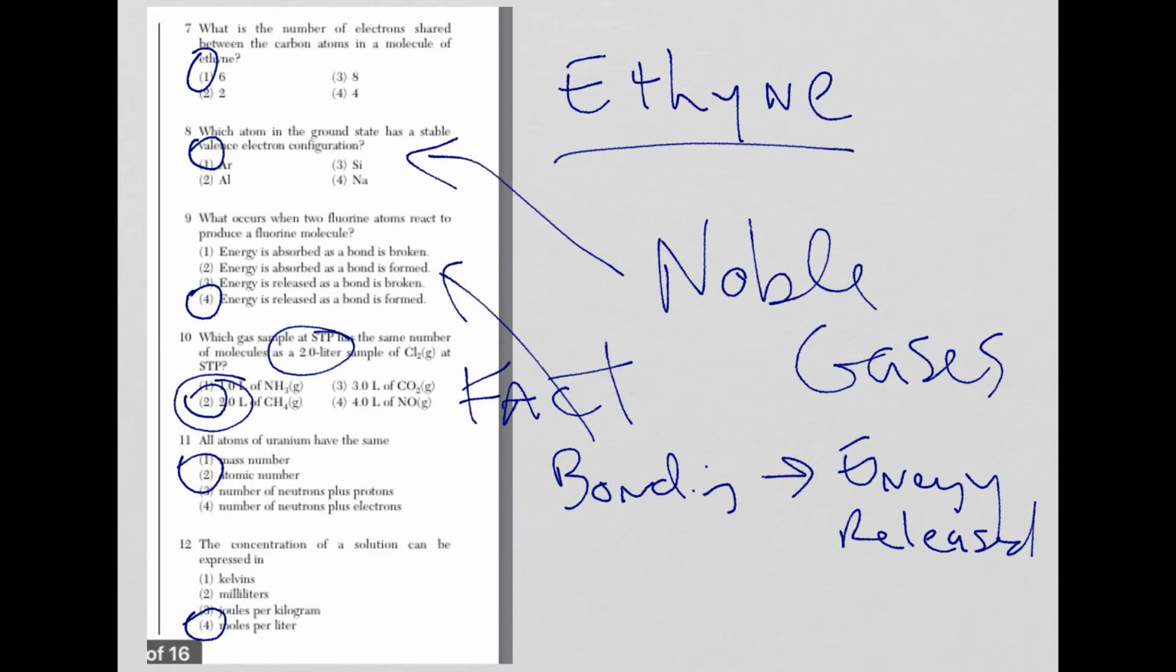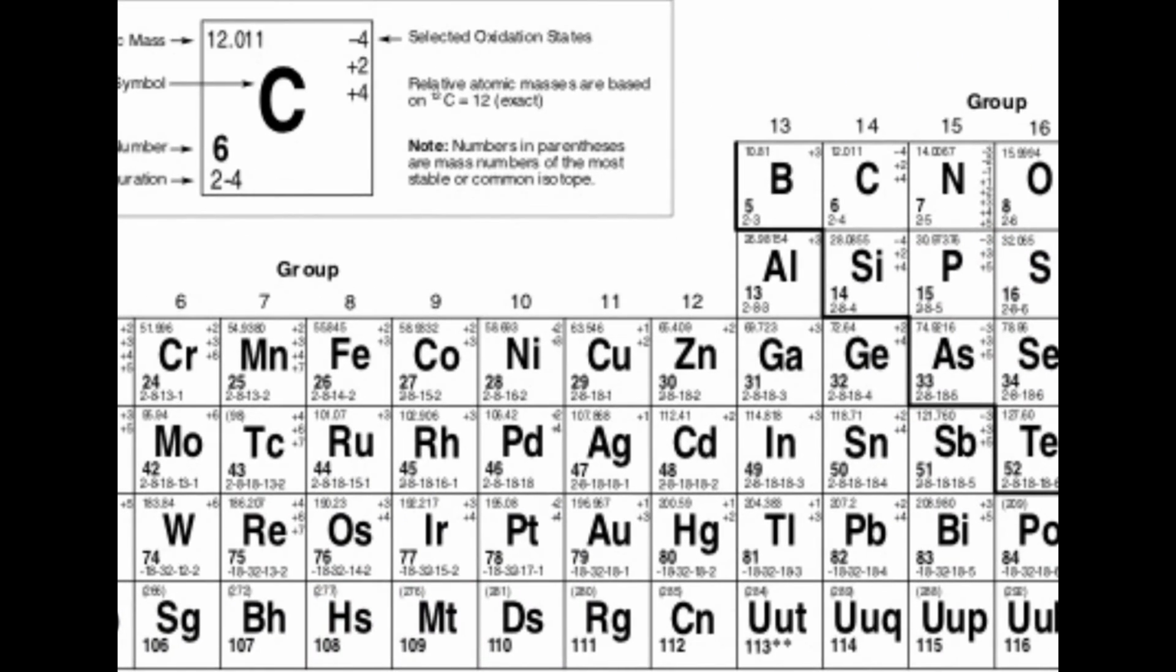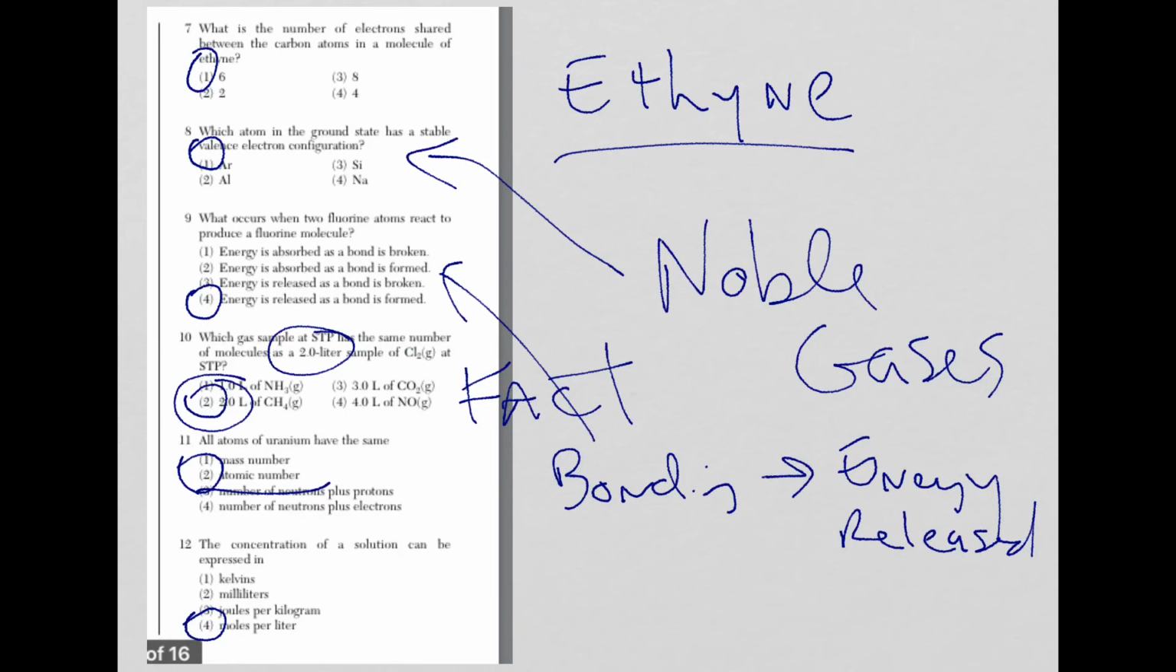For number 11, all atoms of uranium must have the same. Any atoms of any element must have the same atomic number. Remember, atomic number is your number of protons. Your number of protons, if they change for any atom, they change the identity of that atom. When we look at the periodic table, all the elements have their own atomic number. Number of neutrons can change. That would be an isotope. Number of electrons can change. That can be an ion. But the number of protons has to stay the same.